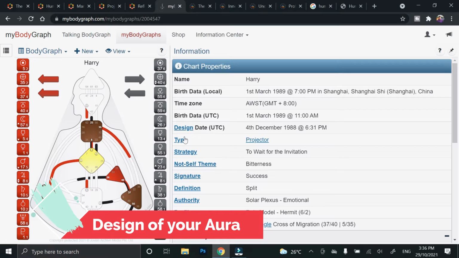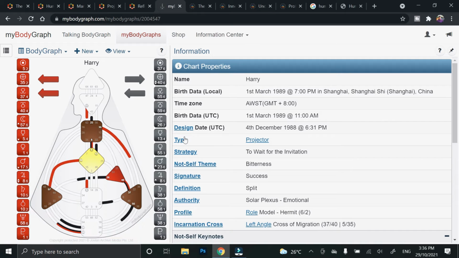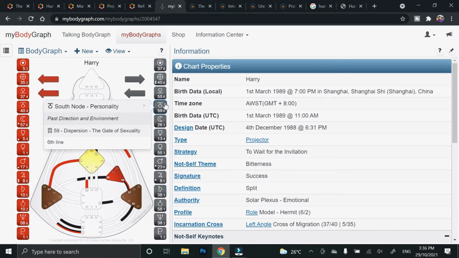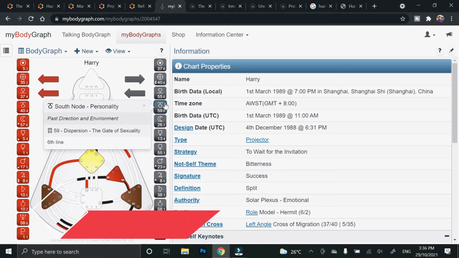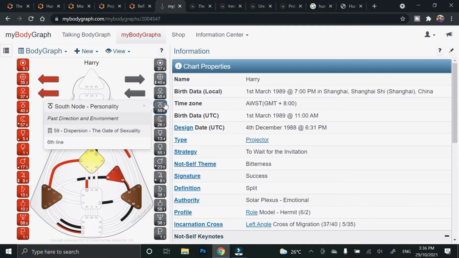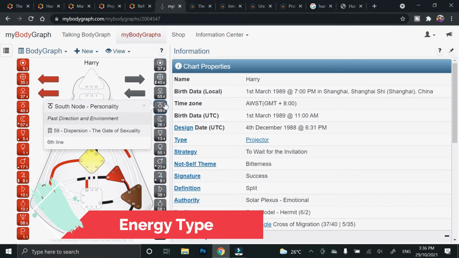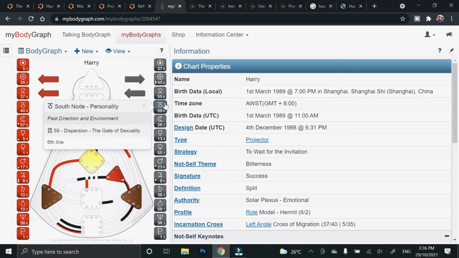You can also see this as the mechanics of your energetic body. Some people like to call it type, others like to call it aura type, or energy type. We can use them interchangeably, so they all refer to the same thing. Each type has a different way of operating energetically in this world.